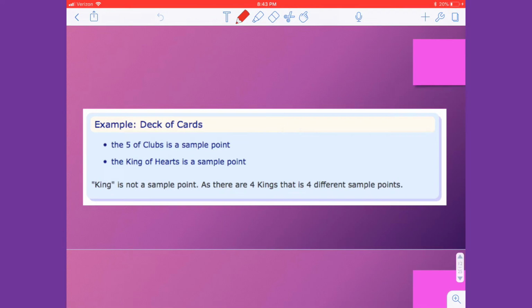And here's an example. So a deck of cards. The 5 of clubs is a sample point because it's a specific card in a pile of 52 cards. The king of hearts is also another example of a sample point. Now, king is not a sample point because there are multiple kings in your deck of cards. So they are each individually 4 different sample points.